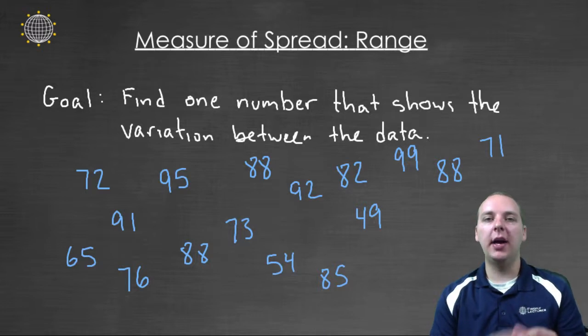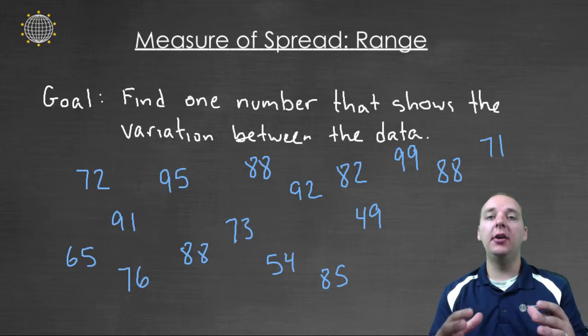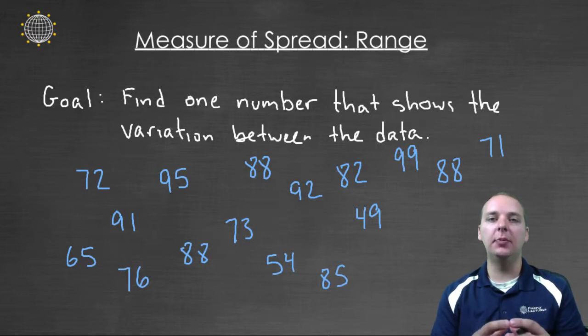There may be a situation where you have a set of data and you want to find one number that represents the variation between the data elements. This is what's known as a measure of spread.